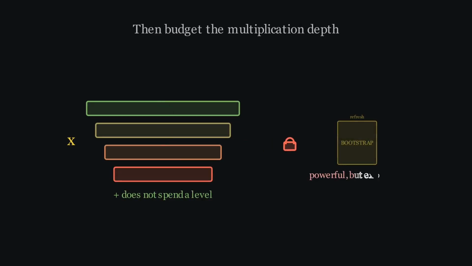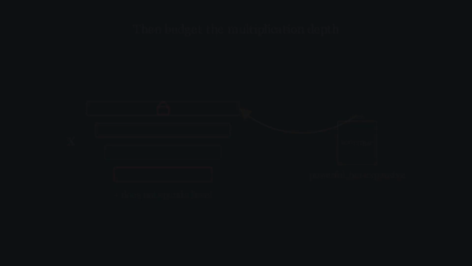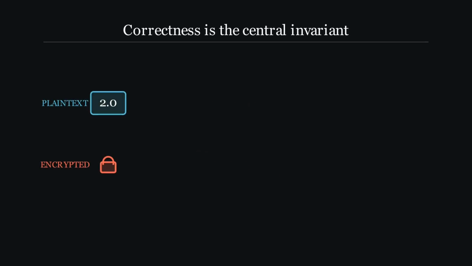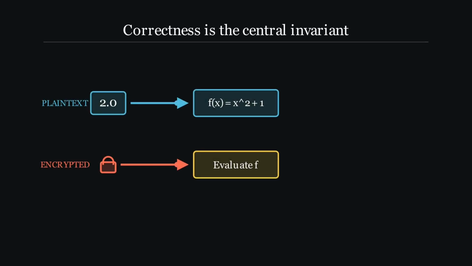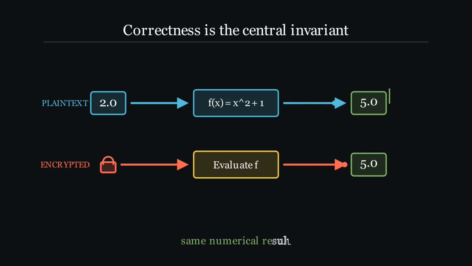Correctness is the central invariant. The upper lane performs ordinary plaintext computation. It sends the value 2 through f(x) = x² + 1 and obtains 5. The lower lane starts from an encrypted version of the same value. The cloud applies evaluate f without learning the input and produces another locked object. When the client decrypts that result, the lower lane also reveals 5. In an exact scheme, the answers should agree exactly within the message space.